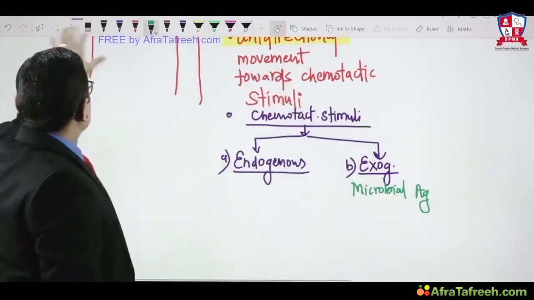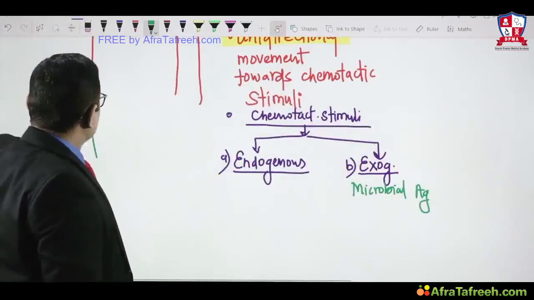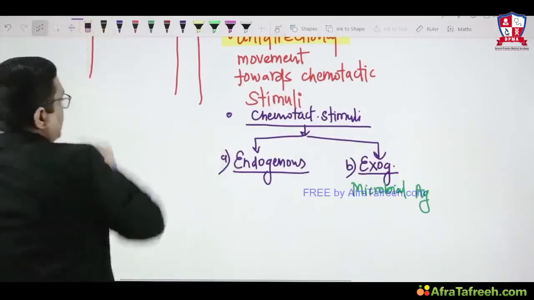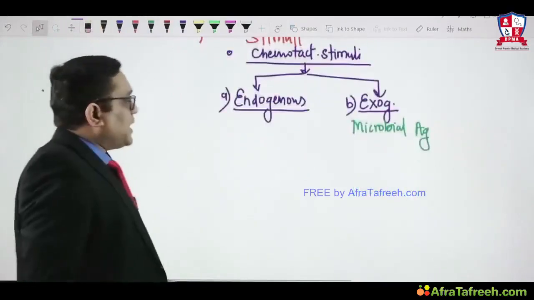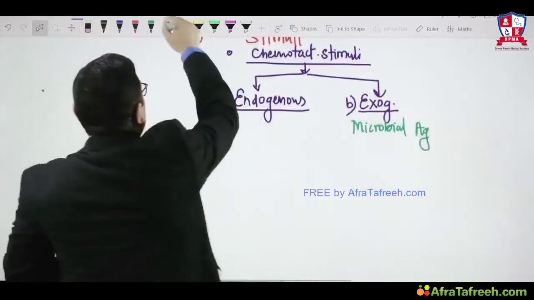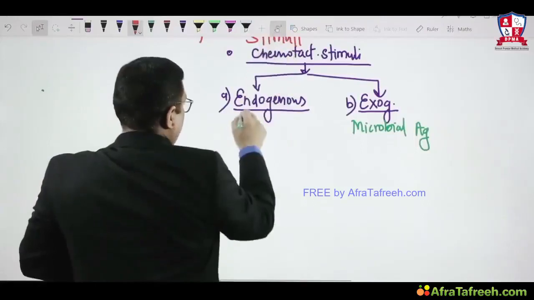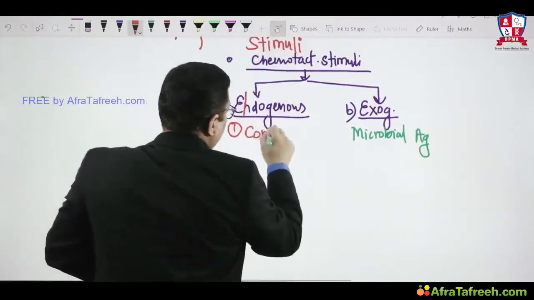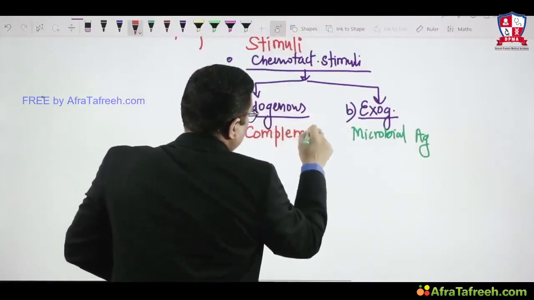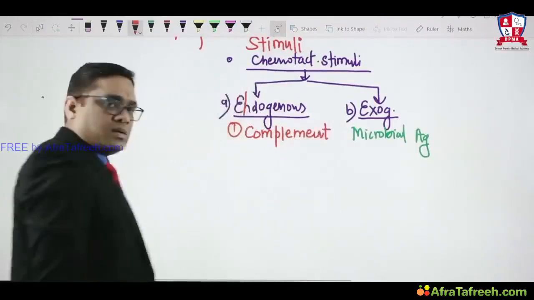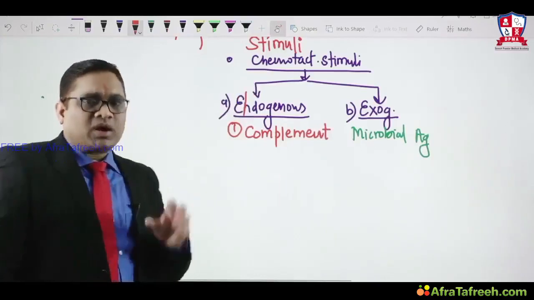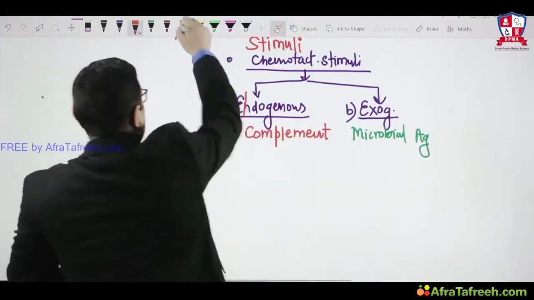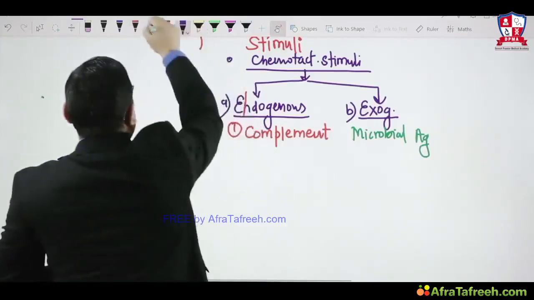What are the endogenous ones within our human body, right? So now the question is, what are the endogenous stimuli? Endogenous stimuli can be complement. Which complement is chemotactic? That was an All India question, and be careful. The examiner will twist the language like this, and we have to be very careful. What are the chemotactic complements?